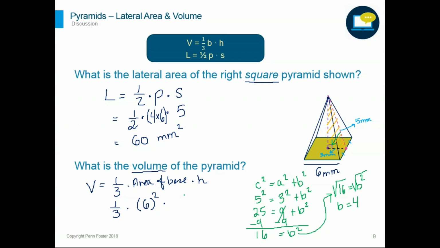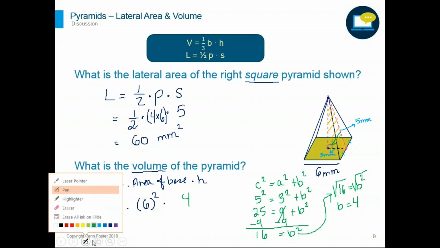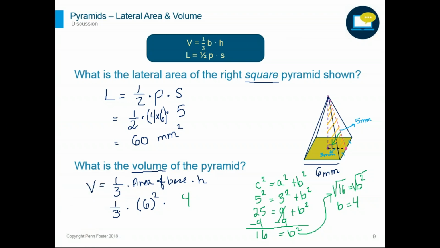Now we know that the height is 4. All we need to do then is to multiply the three values. So 1 over 3 times 6 squared, which is 36, times 4. You can use a calculator or do the mental math again. That will give you that the volume is 48 millimeters cubed.